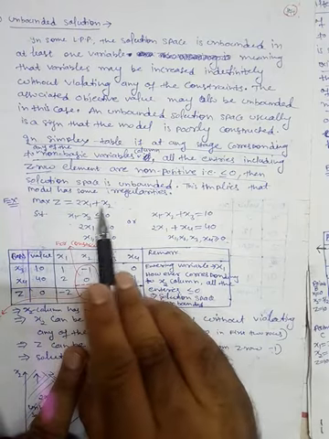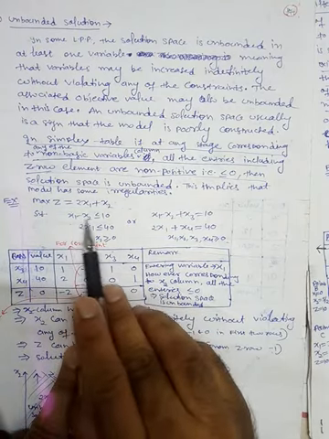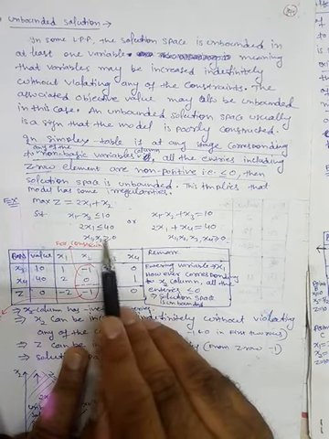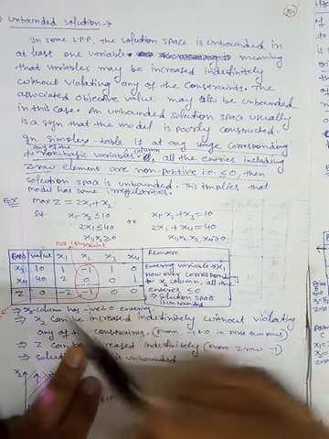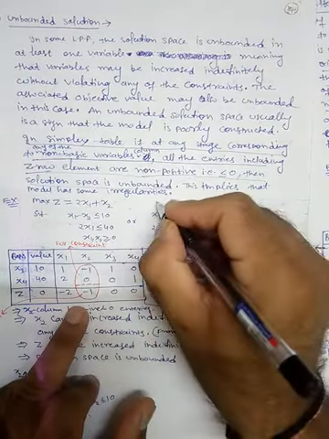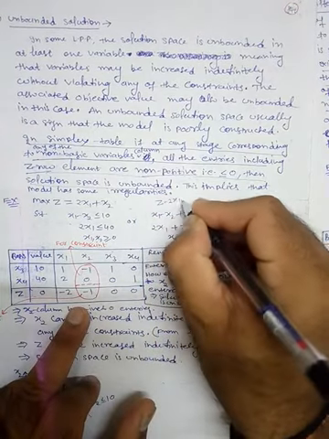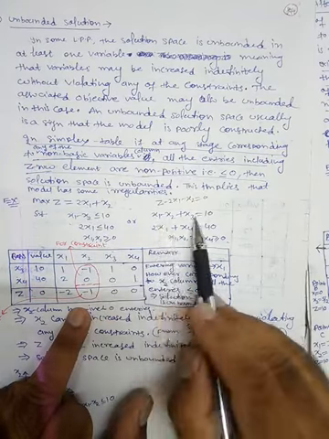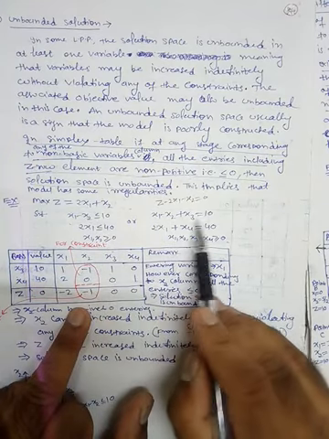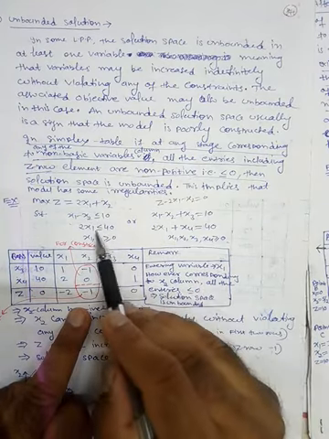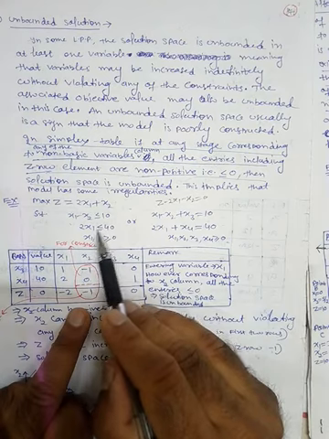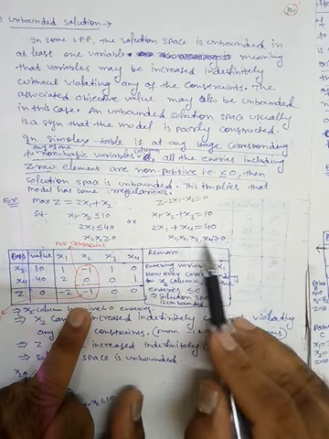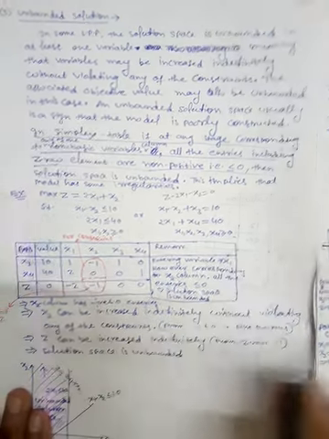Maximum z is 2x1 plus x2 subjected to x1 minus x2 less than equal to 10, 2x1 is less than equal to 40, x1, x2 is greater than equal to 0. So the problem can be written as z minus 2x1 minus x2 is equal to 0. Now add slack variable here, x3. So x1 minus x2 plus x3 is equal to 10. Add another slack variable, suppose x4. So 2x1 plus x4 is equal to 40. So x1, x2, x3, x4 is greater than equal to 0.